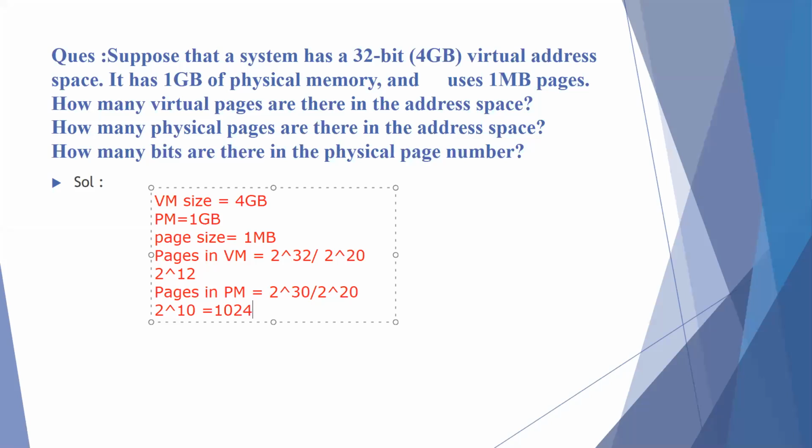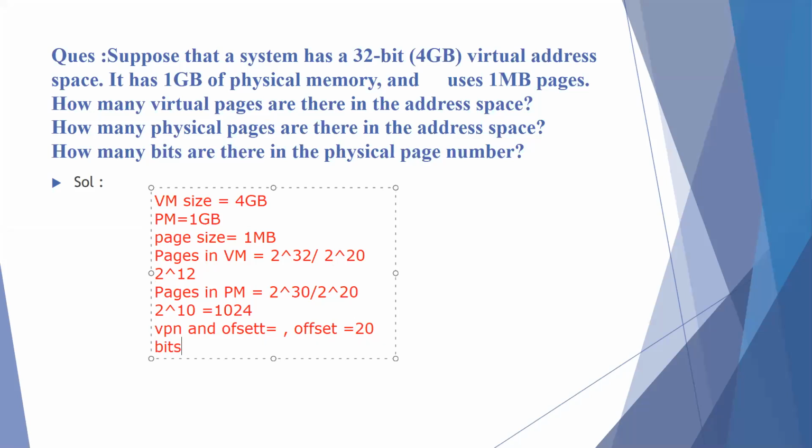Then it says how many bits are there in the physical page number? Anyone who will tell me now. So the virtual address that has come is 32 bits, which is broken down into virtual page number and offset. How much is the offset? The page size is 2 to the power 20, so 20 bits for the offset.